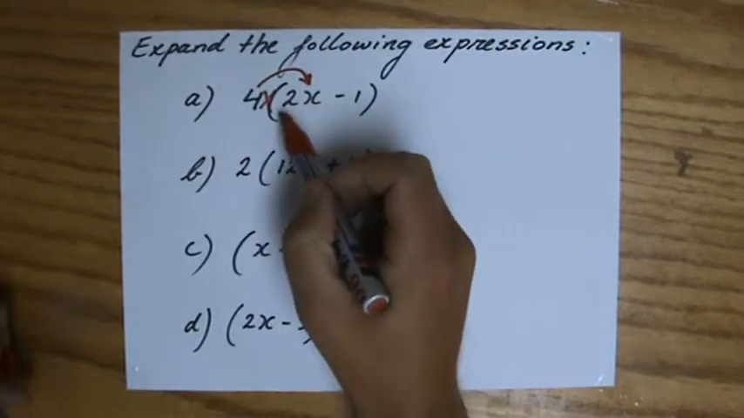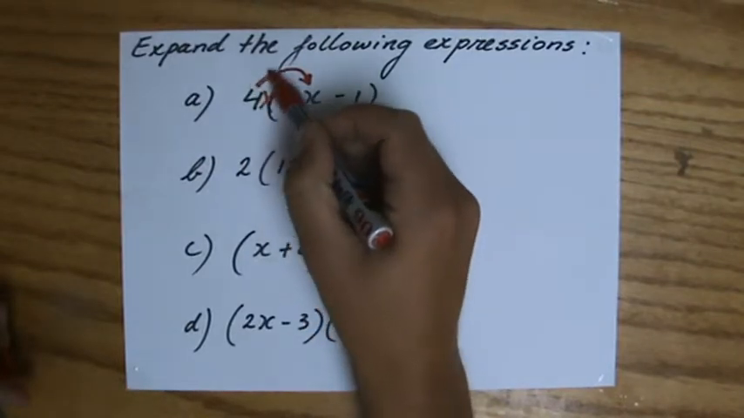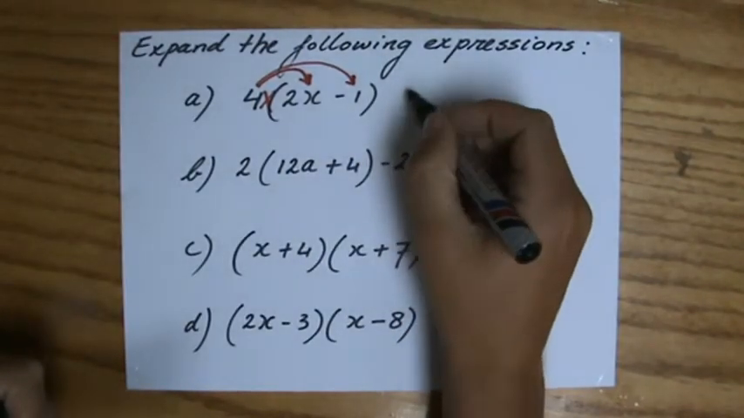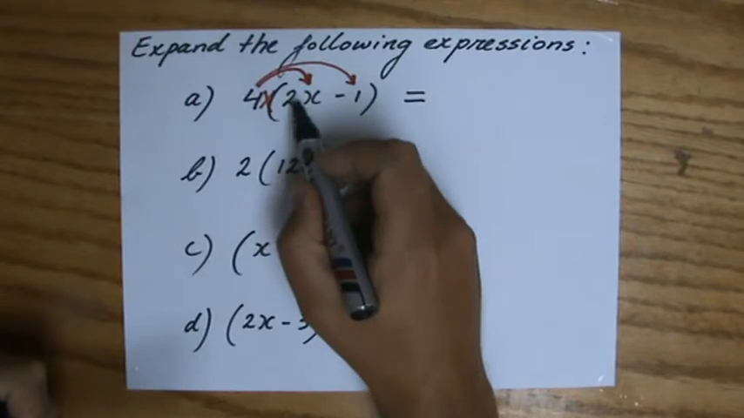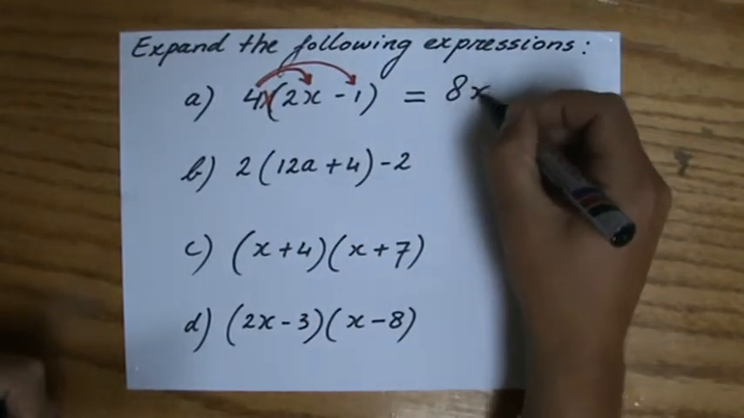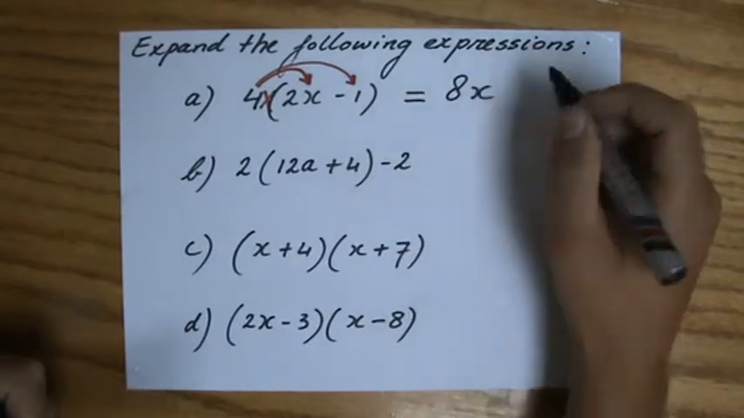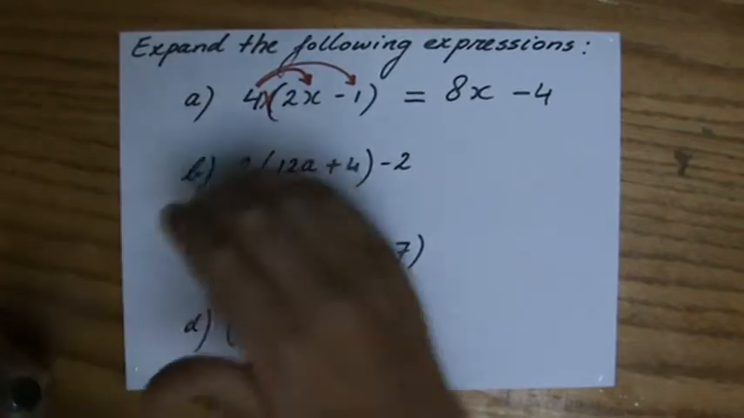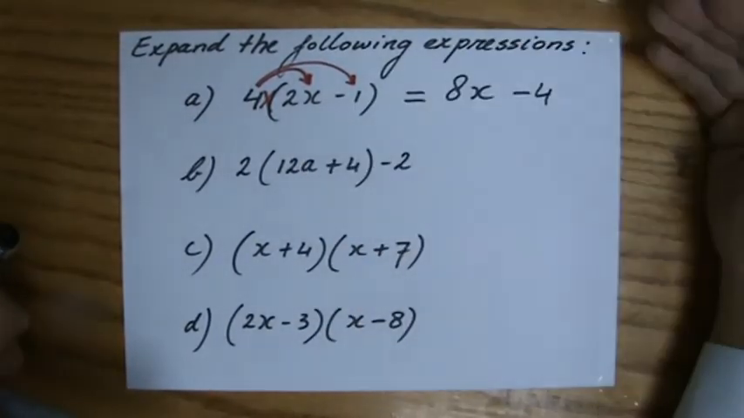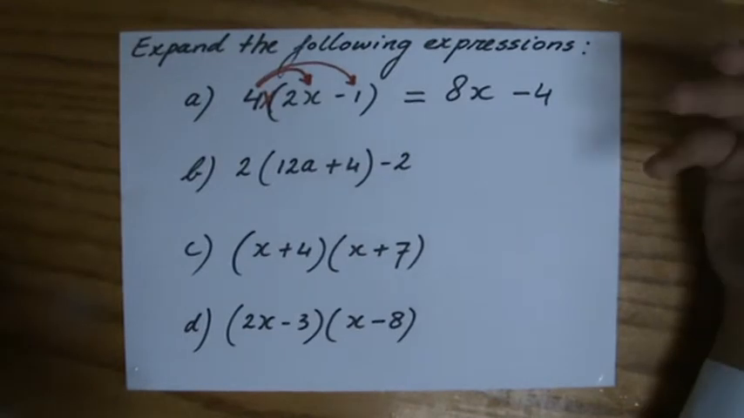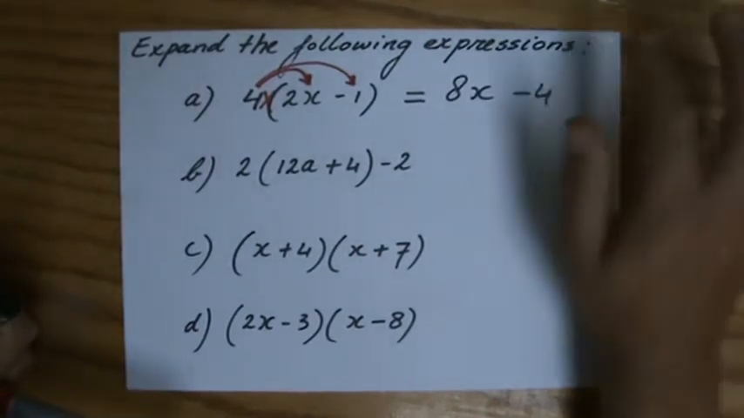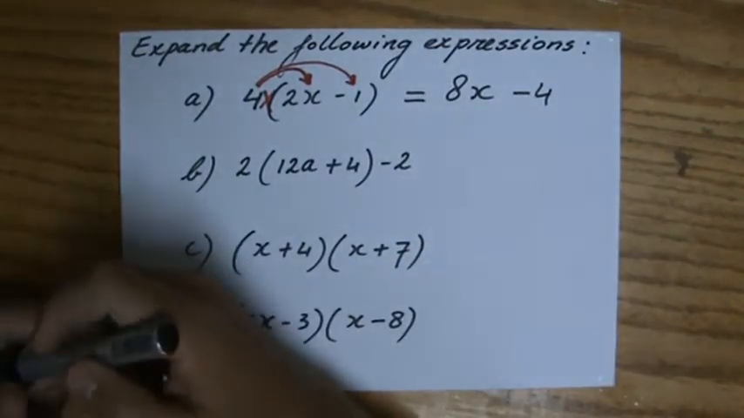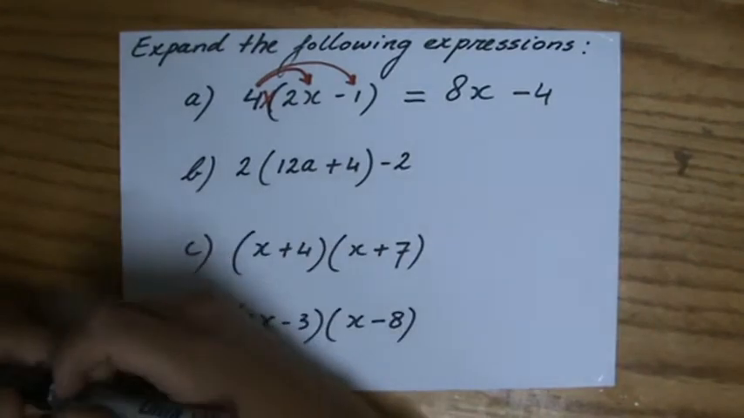So my first term in the brackets is 2x, and my second term in the brackets is minus 1. And both of them I have to multiply by 4. So 4 times 2x, that will be 8x, and 4 times minus 1, that is a minus 4. So I've expanded the expression, I got rid of the brackets. Can I simplify in this particular case? Are there any like terms I can combine? No, because my expression consists of 2 terms, 8x and minus 4, and they are not like. They don't share a common letter or anything like that.